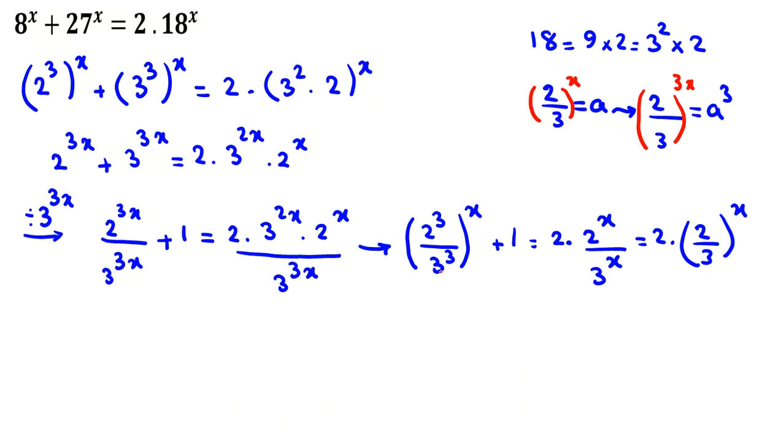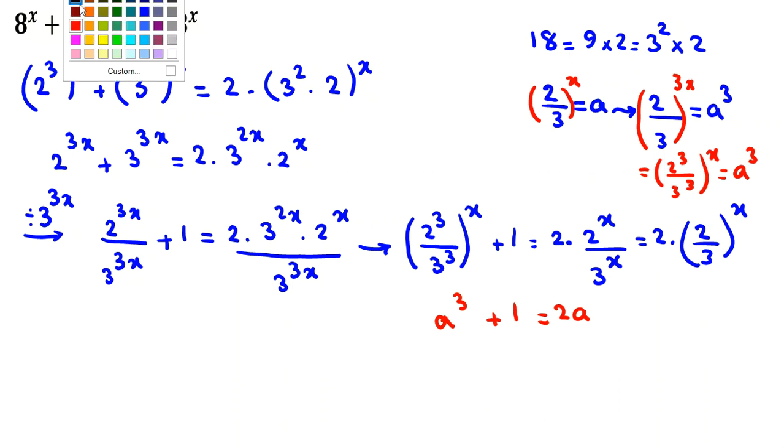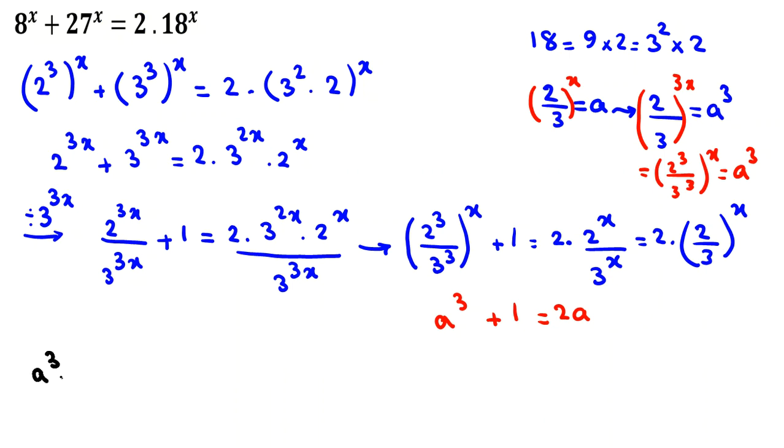So here we can use that. It is this part. You can also write it as 2 cubed over 3 cubed to the power of, let me write it better. Okay, it is what? It is a cubed. So here I can write it is a cubed plus 1 equals 2 times this, 2 over 3 to the power of x, 2a. So we have a cubic function. Take all things to left hand side. It will be what? A cubed minus 2a plus 1 equals 0.